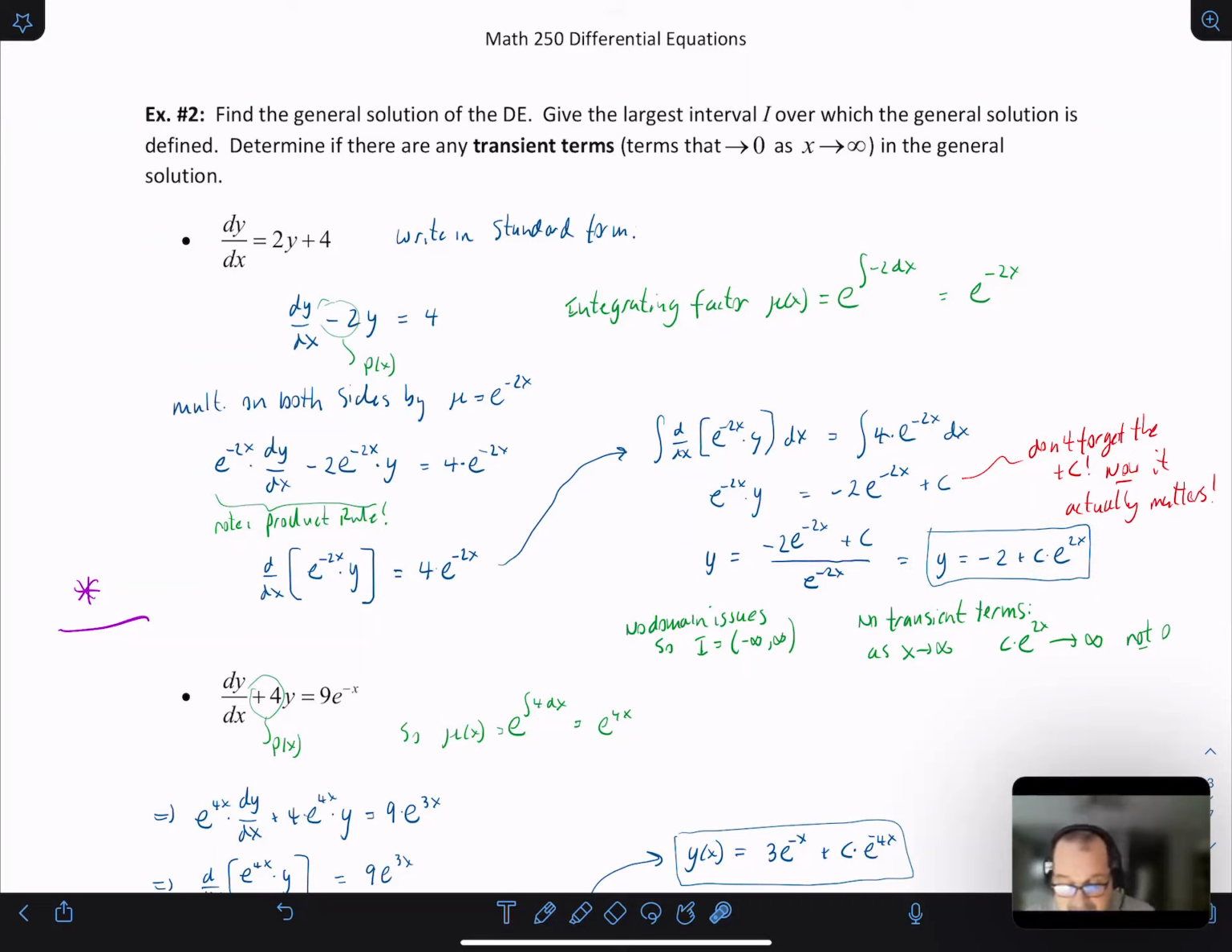Again, quickly then, the largest interval here: there are no domain issues, so the largest interval is the entire real number line. A transient term is a term that goes to 0 as x goes to infinity. It's a term that disappears. So that is a bit of a moot point here. There are no transient terms here. -2 does not go to 0. e to the 2x does not go to 0 as x goes to infinity, so there are no transient terms here. And so that's just a fairly basic example to work through.